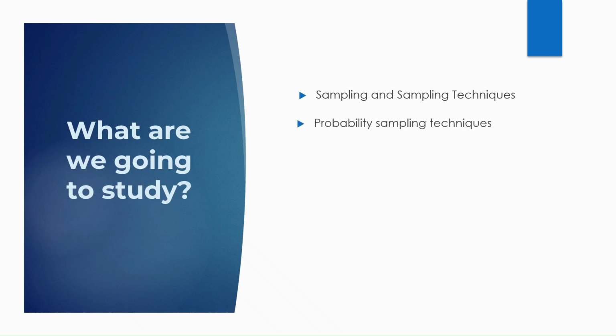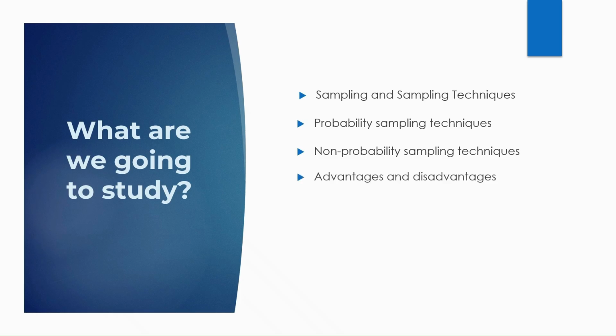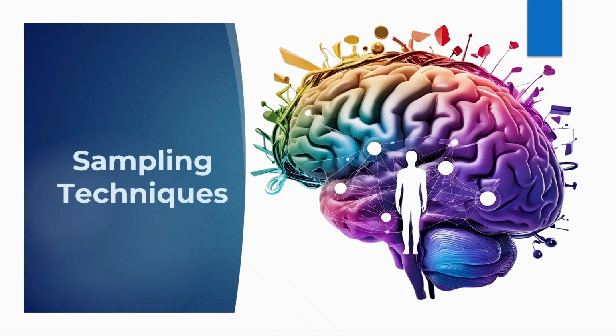We will be checking out probability sampling techniques, or the different techniques that we use for probability sampling. We will see what the different techniques are that we use for non-probability sampling. We'll also see the advantages and disadvantages of probability and non-probability sampling. And then finally, we'll look at the previous year questions. And we'll start with the sampling techniques.